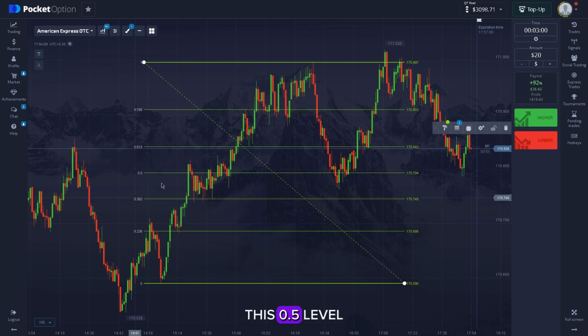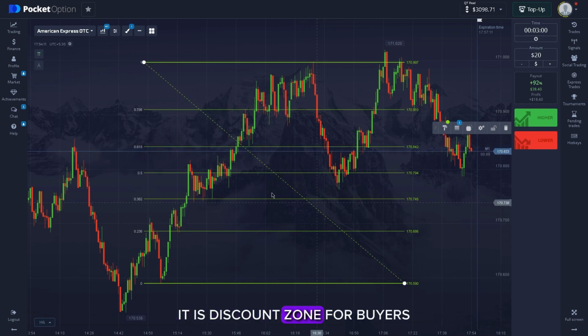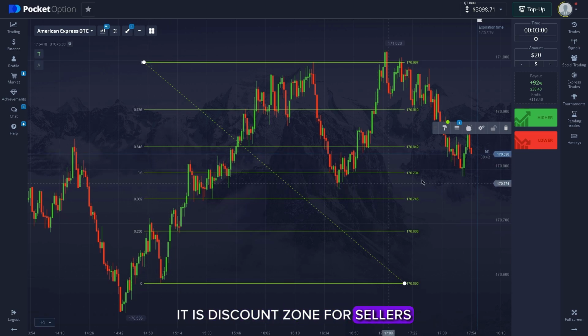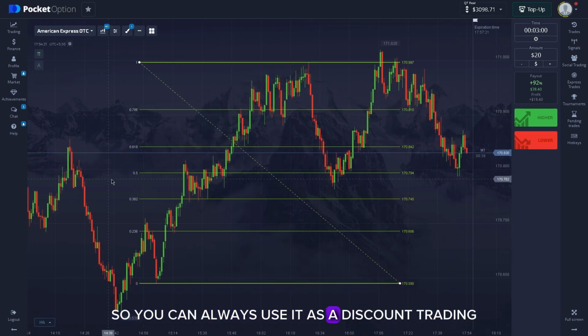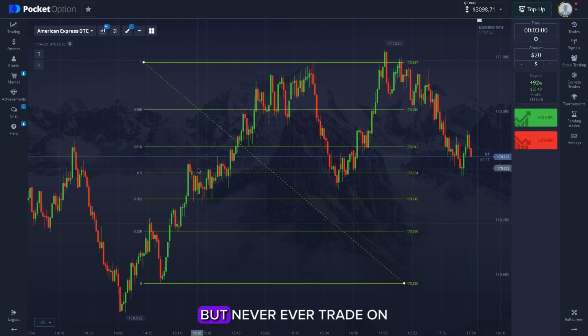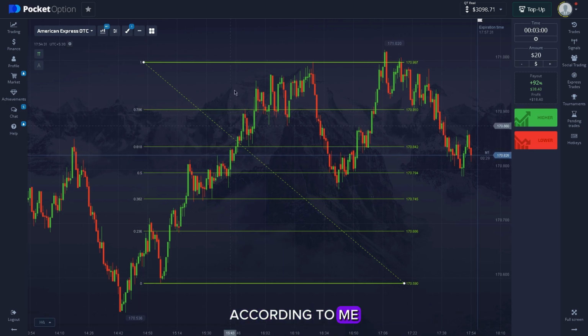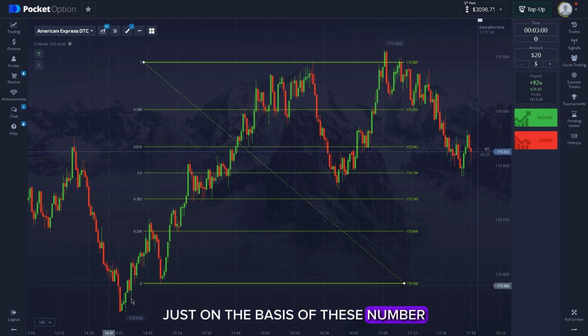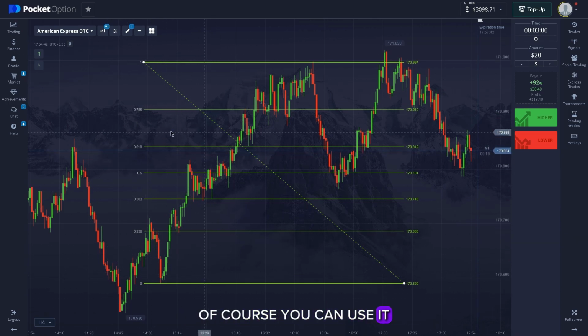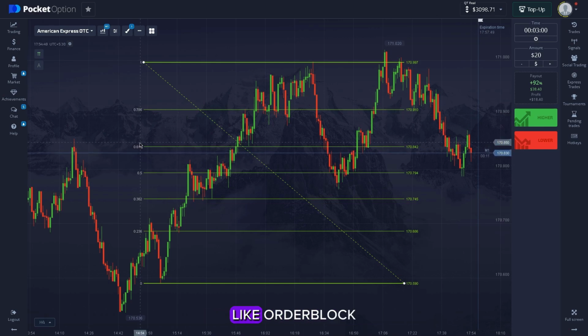Below this 0.5 level, it is the discount zone for buyers, and above this 0.5 level, it is the discount zone for sellers. So you can always use it for discount trading, but never ever trade just on the basis of these numbers or these lines, okay? Because according to me, these are just some random numbers. Of course, you can use it with confirmation from other things like order block, liquidity, supply zone, demand zone, a trend, or a zone.